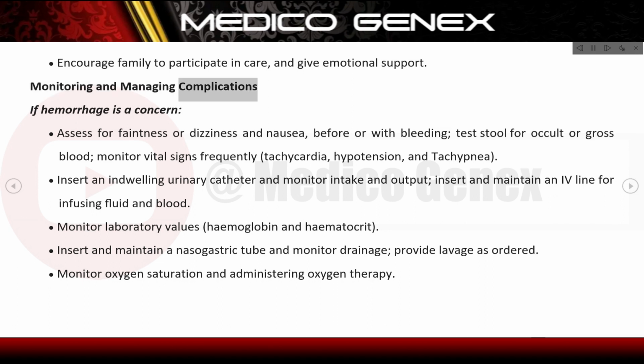Monitoring and managing complications. If hemorrhage is a concern, assess for faintness or dizziness and nausea, before or with bleeding, test stool for occult or gross blood, monitor vital signs frequently for tachycardia, hypotension, and tachypnea. Insert an indwelling urinary catheter and monitor intake and output. Insert and maintain an IV line for infusing fluid and blood. Monitor laboratory values, hemoglobin and hematocrit. Insert and maintain a nasogastric tube and monitor drainage. Provide lavage as ordered. Monitor oxygen saturation and administer oxygen therapy.